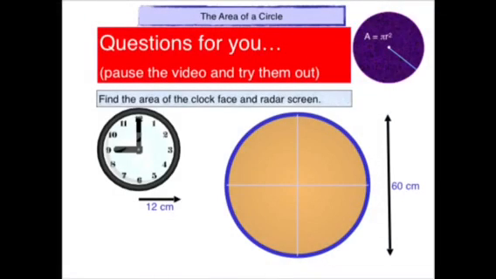So now here's some for you to try. Can you find the area of this clock face and radar screen? You'll have to start by writing down the formula A is equal to pi r squared and then work your way through. Be careful, are you given the radius or the diameter in each case? Just pause the video, and when you want to find out the answers, restart it again.